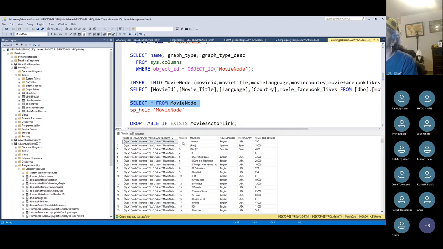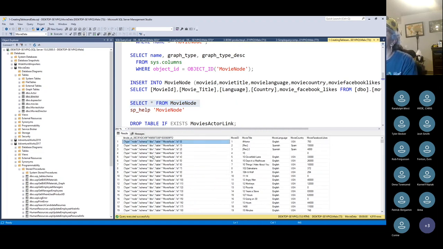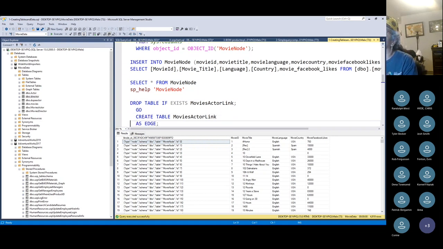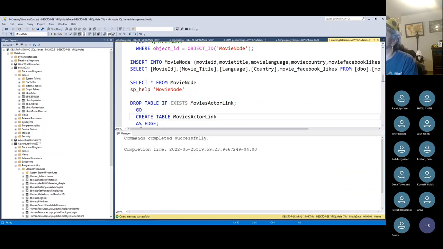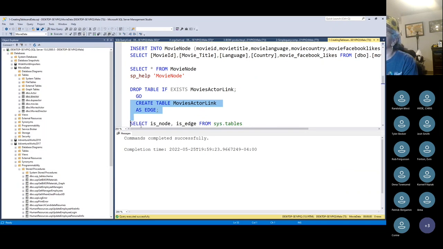So this node is essentially just a JSON string, and it tells you the ID, the name of the ID and such. So now I'm going on to create what is called the edge. That is the connection between the nodes. The first connection I want is between movies and actor.